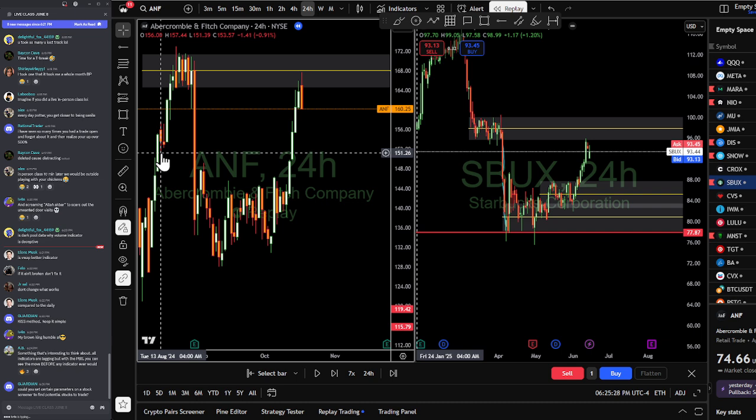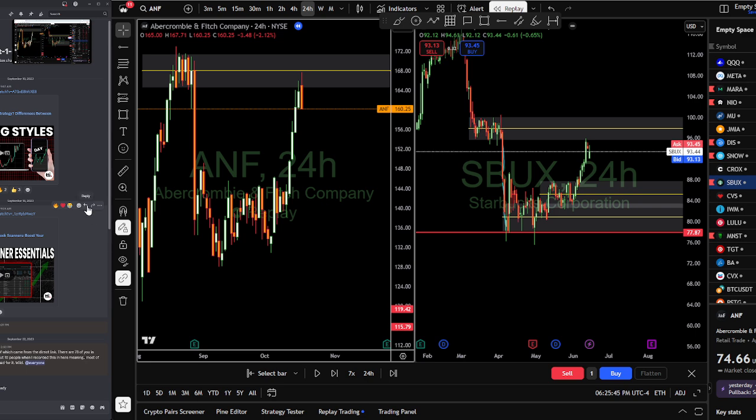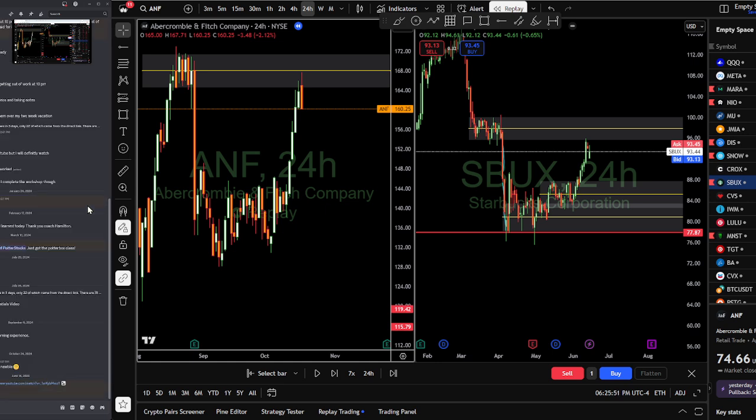So, can you set certain parameters on a stock screener? Yeah, of course. In this workshop there's a class on stock scanner essentials. I'm going to tag everybody in it. Okay. Watch that.